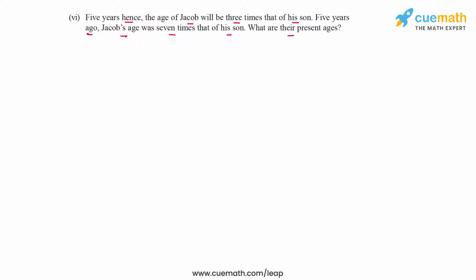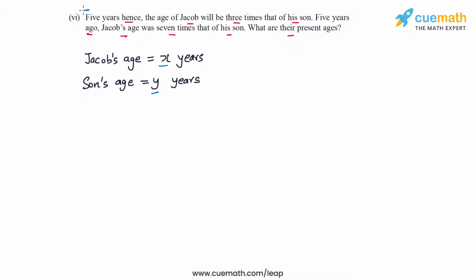So the two unknowns in this problem are clearly the age of Jacob and the age of his son. So let's assume that Jacob's age is x years, and let's assume that his son's age is y years. So the two unknowns in this situation are x and y, and using the given information we have to set up a pair of linear equations in x and y.